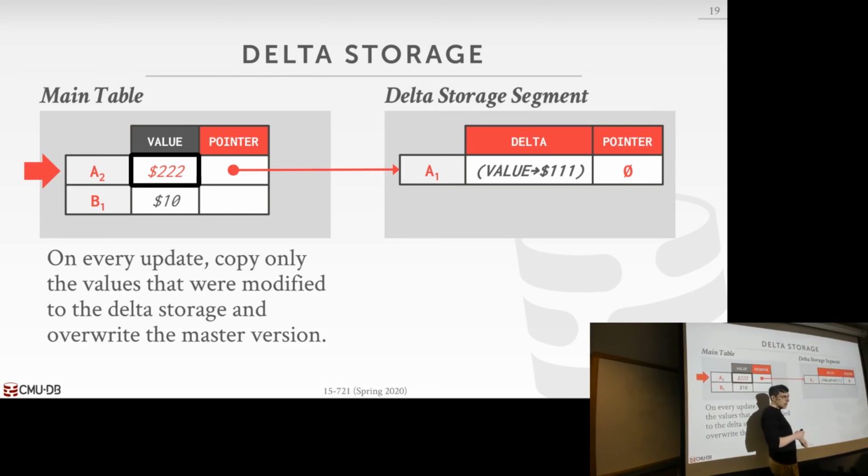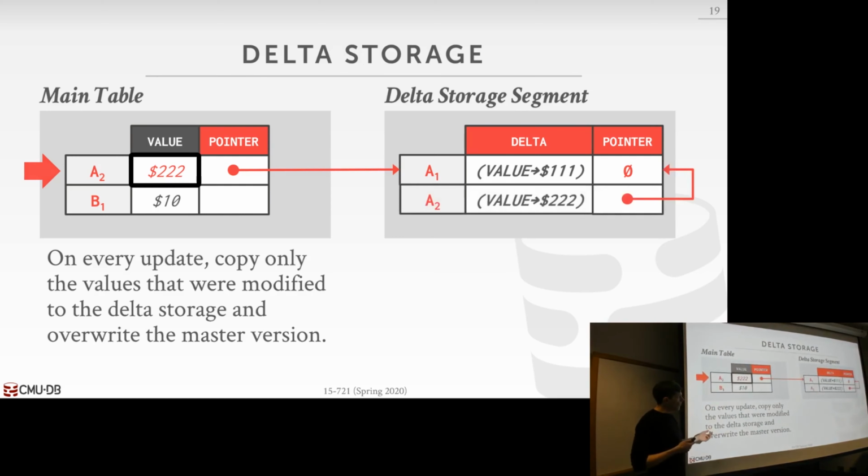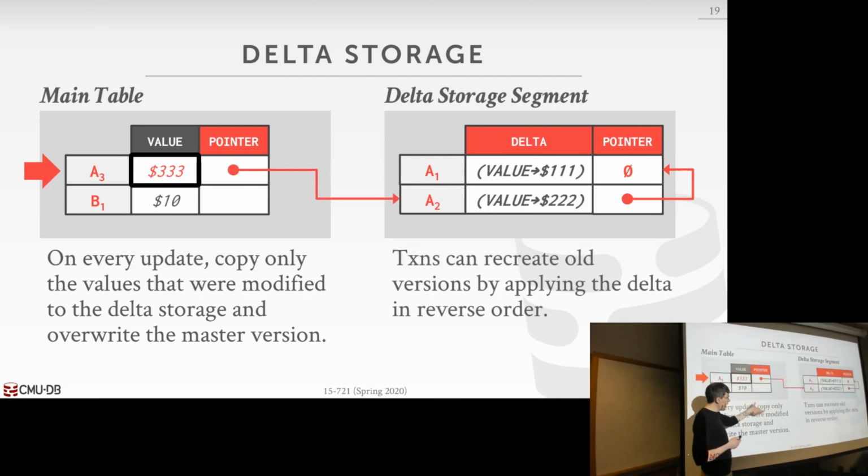Think of it like a diff in Git. So now if I want to do a lookup and find an older version, I just follow the version chain and replay all the log entries, or the delta records, to put me back into the state that I should have been in for that version.